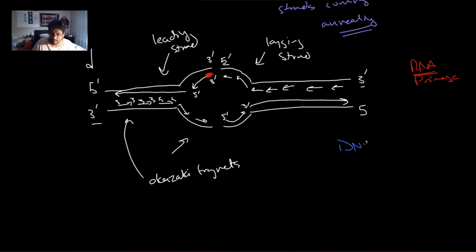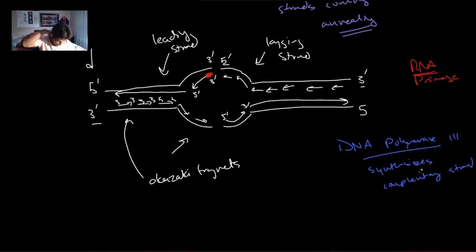Speaking of DNA polymerase, there are a couple of different DNA polymerases. The one that's important in actually synthesizing or replicating is called DNA polymerase 3. So this synthesizes the complementary strand. DNA polymerase will bind here and work its way down.